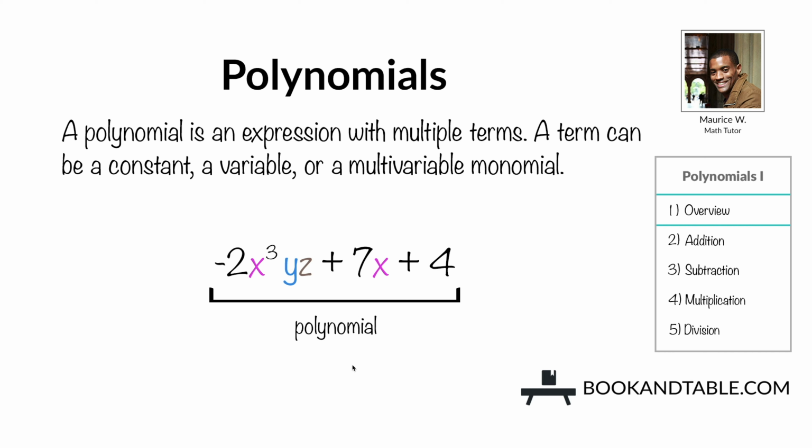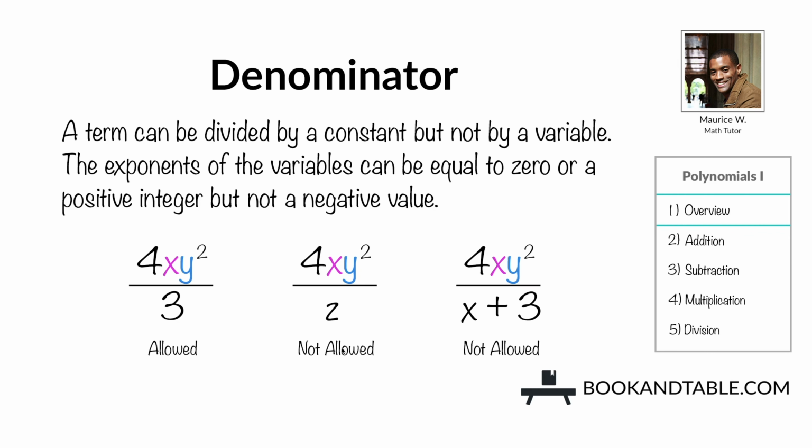Throughout this video, we'll be discussing how to go about adding, subtracting, multiplying, and dividing polynomials. But first, let's continue discussing what constitutes a term that's allowed to be in a polynomial. In the denominators, for example, a term can be divided by a constant but not by a variable. So we cannot have variables in our denominators. The exponents of the variables can be equal to 0 or a positive integer, but not a negative value.